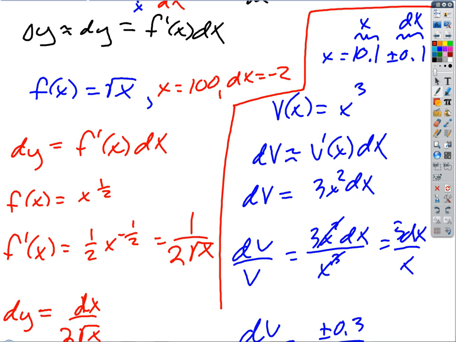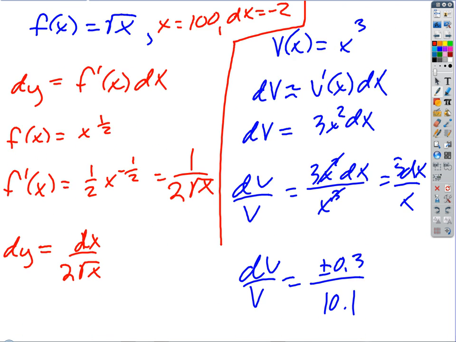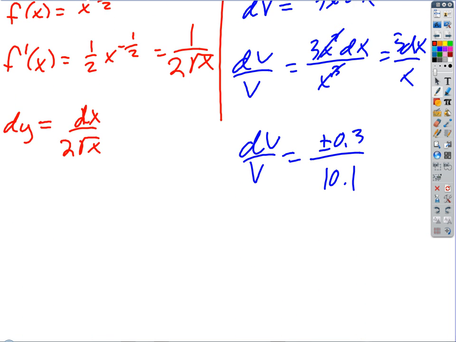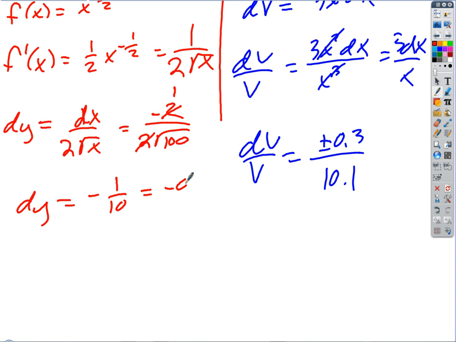Well, x was 100, dx was negative 2, right? So that's just negative 2 over 2 times the square root of 100, right? So yeah, those cancel, right? I just get negative 1/10.